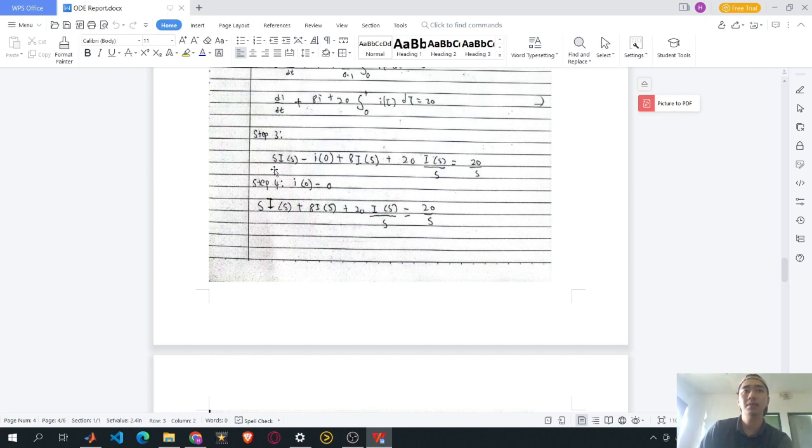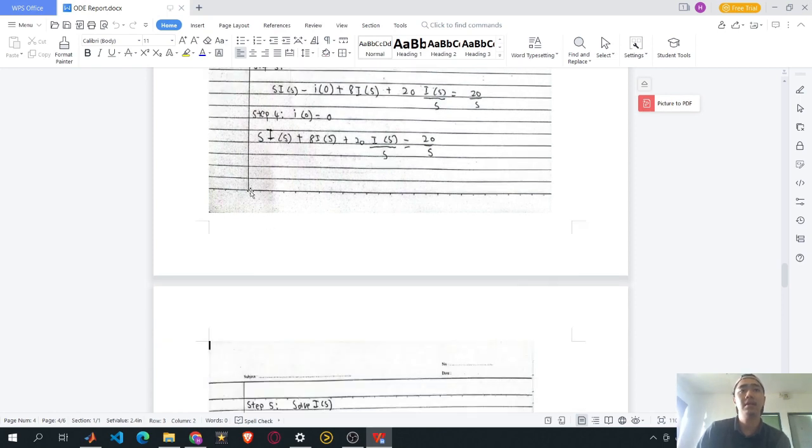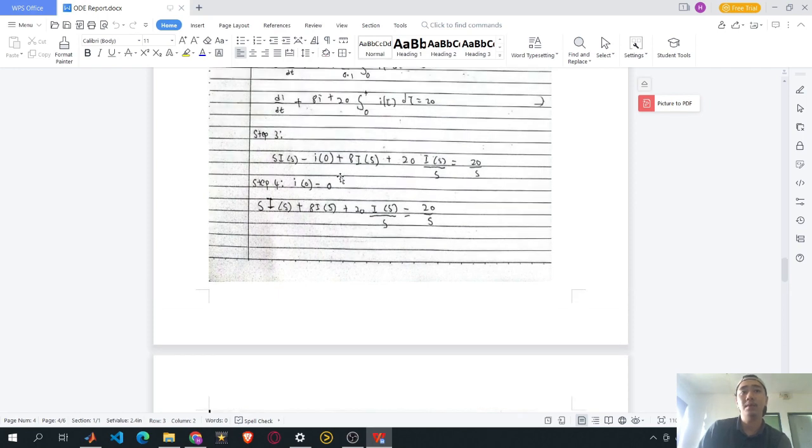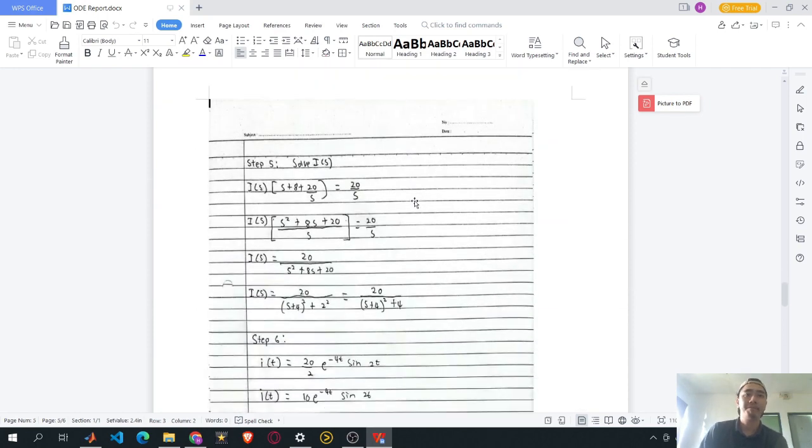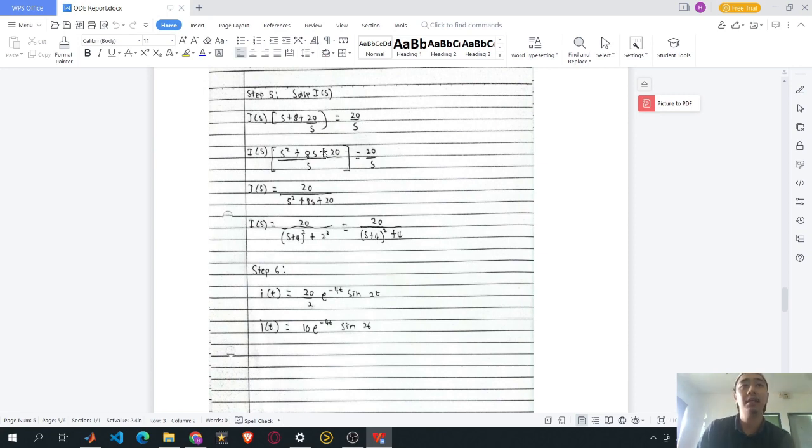And then this part, which is s I(s) minus I(0) plus 8 I(s) plus 20 I(s) over s. So we will get 20 over s, and then s I(s) plus 8 I(s) plus 20 I(s) over s equals 20 over s. I(0) is equal to 0, this part. And then we're going to solve it like this.